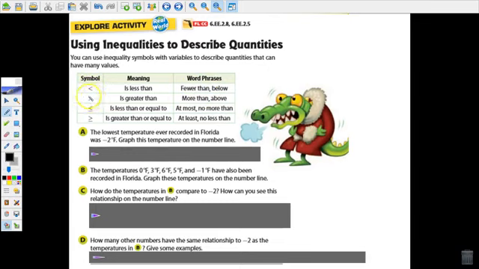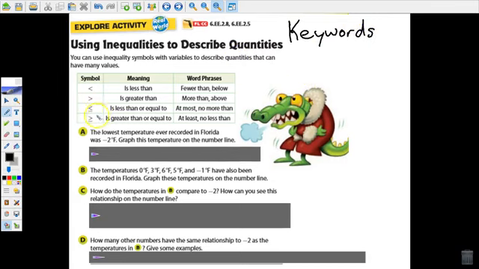This is greater than, or open mouth, greater than. The phrases are more than or above. Look out for those keywords. Keywords are what's going to help you when there's a word problem.